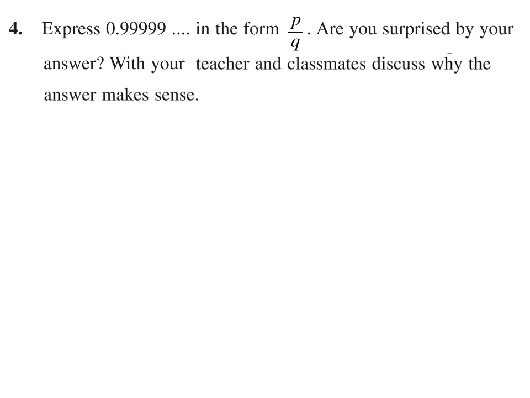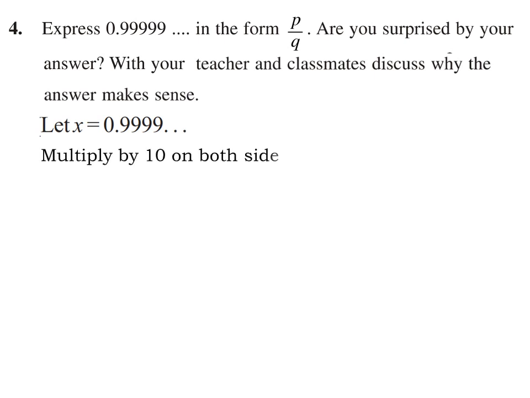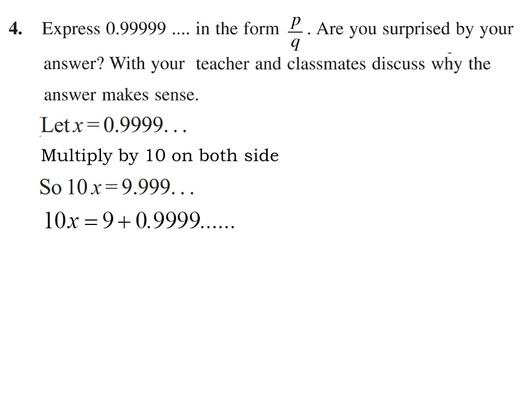So first we will find the P by Q form. For that, let x equal 0.9999 bar. Again we have to multiply by 10 on both sides. So I will get 10x equals 9.9999. Again, 10x can be written as 9 plus 0.9999. So 10x will become 9 plus x. So 9x equals 9. So now you will be surprised that x is equal to 1.